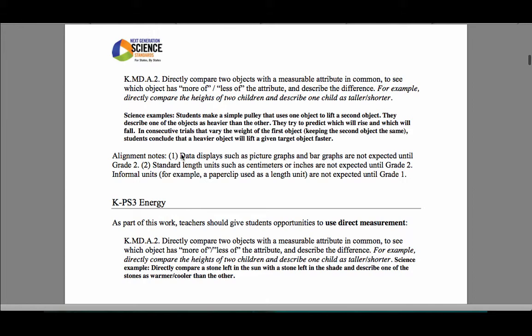The first, data displays such as picture graphs and bar graphs are not expected until grade 2. And the second, standard length units such as centimeters or inches are not expected until grade 2, while informal units are not expected until grade 1.